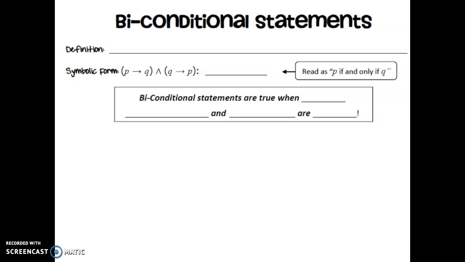So, let's look at biconditional statements. The definition of biconditional statements is the conjunction of a conditional and its converse.